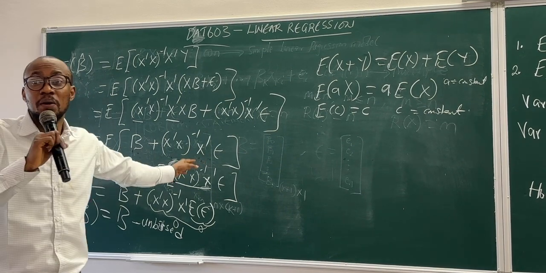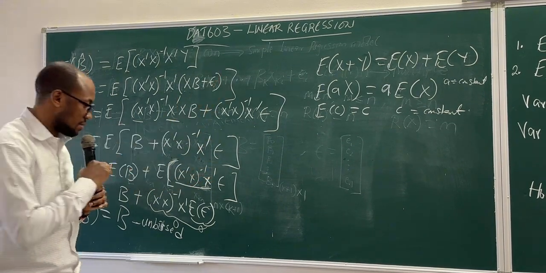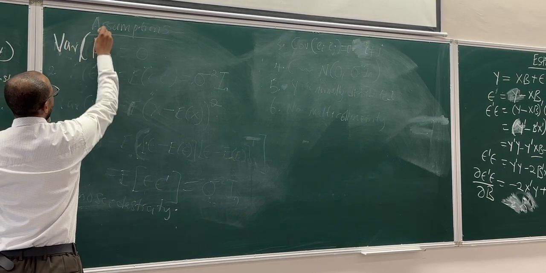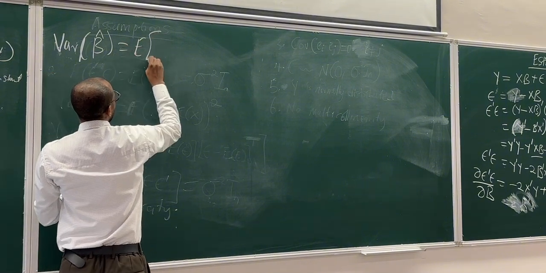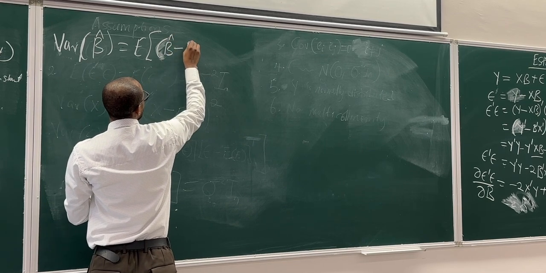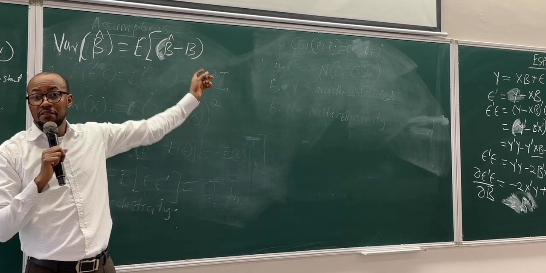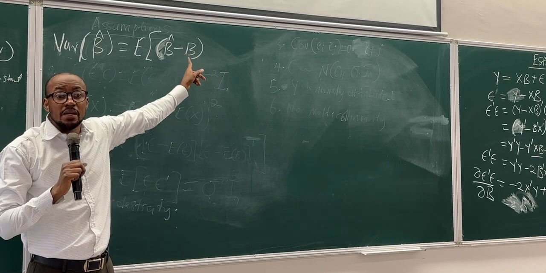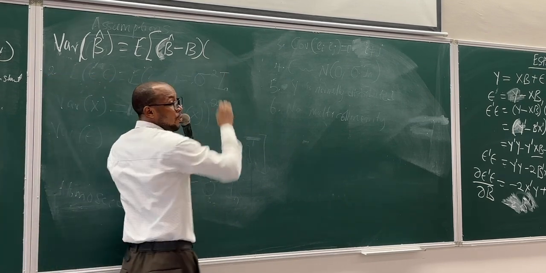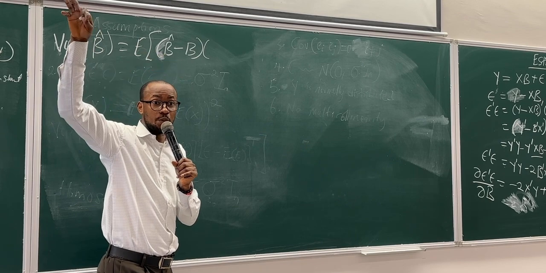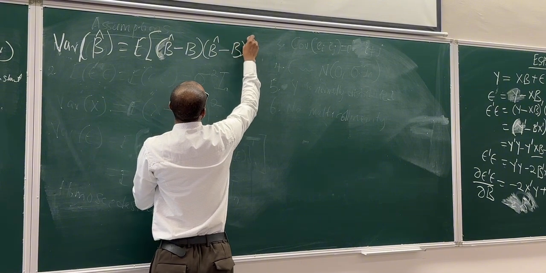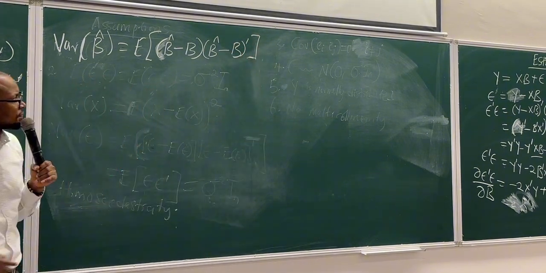Now, we have already found the mean. Let's find the variance. The variance of beta hat will be equal to the expectation of beta hat minus B, right? You know why we are having B, right? Because B is its mean. We just found the mean now. Then, for it to be square, we need to write it again and transpose. So we're going to have beta hat minus B transpose.